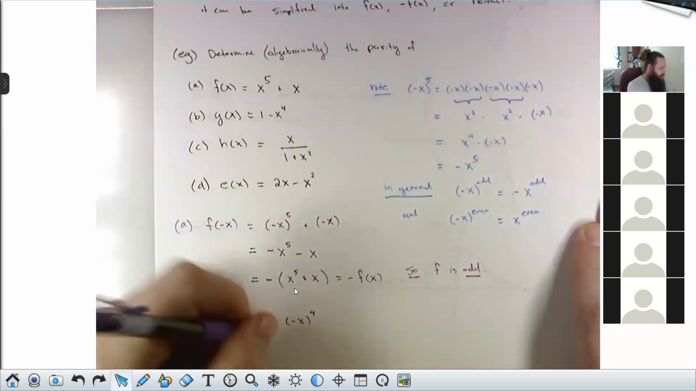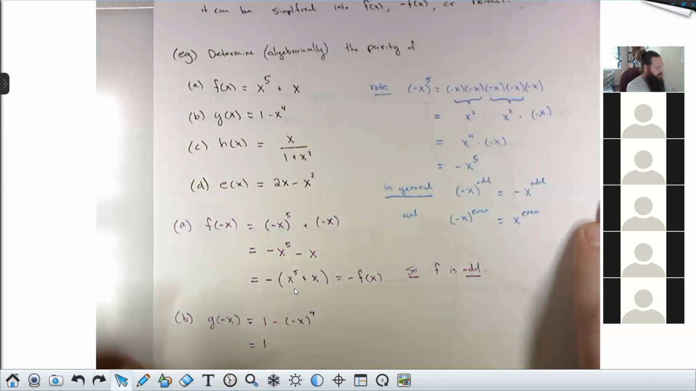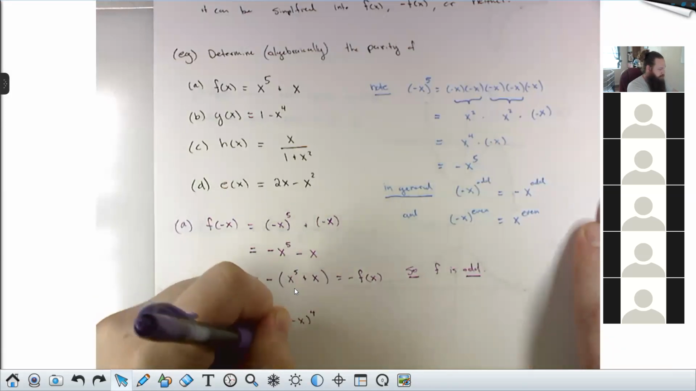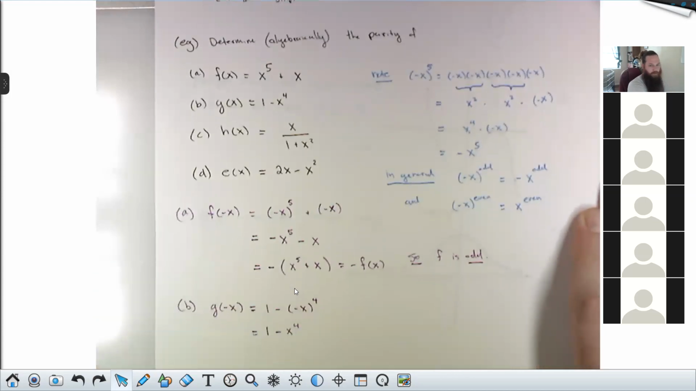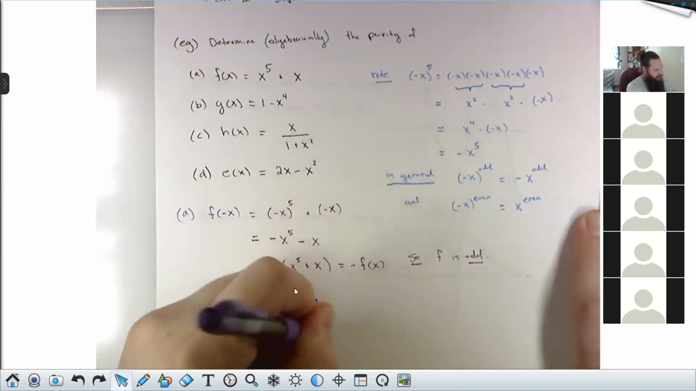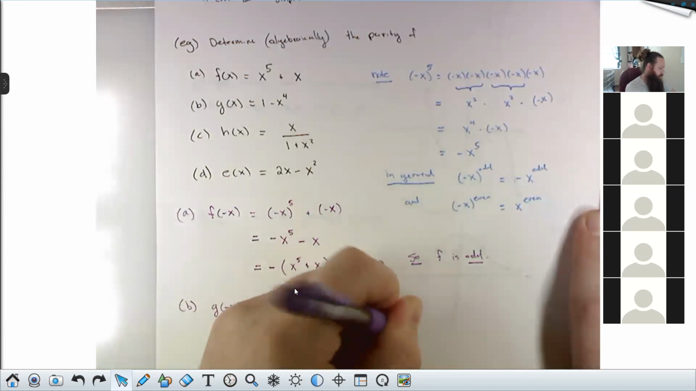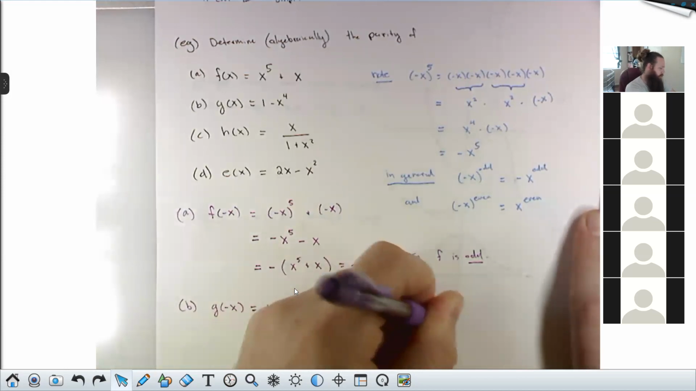Now we said a second ago that if you take negative x and raise it to an even power, you're just going to get x raised to that same even power. Negative x to the 4 is just x to the 4. And wouldn't you know, this is the original function. This is g of x. So g is even.